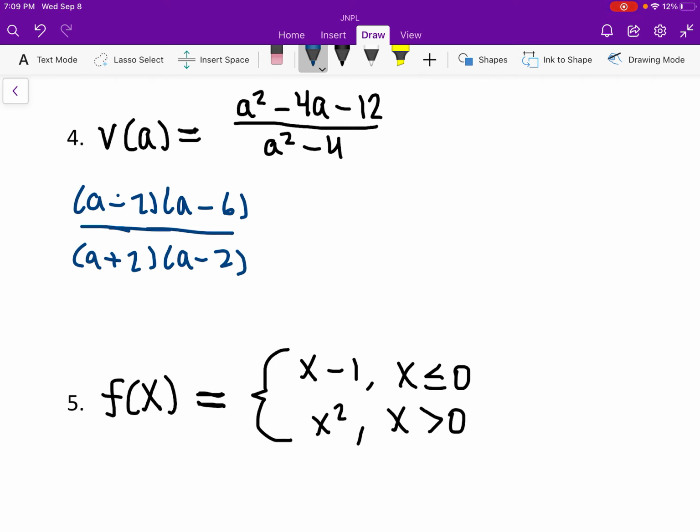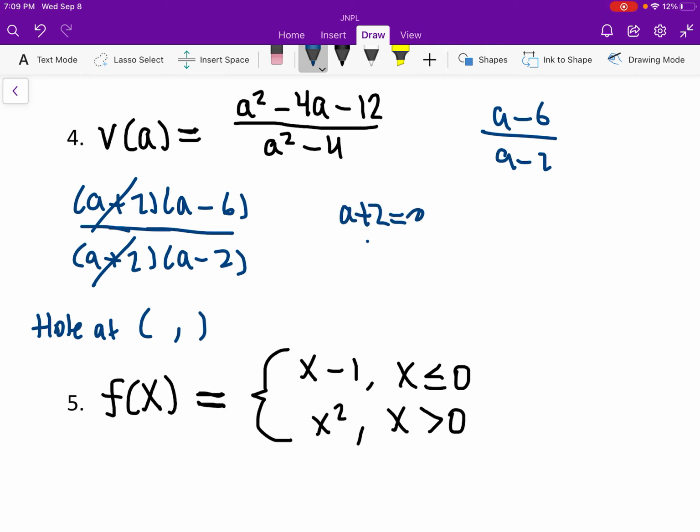Need to have a positive 2. So this time, two factors cancel out. That would be the a plus 2's, and that would leave us with a minus 6 divided by a minus 2. So since something canceled out, we have a hole at something. Set a plus 2 equal to 0, a equals negative 2.